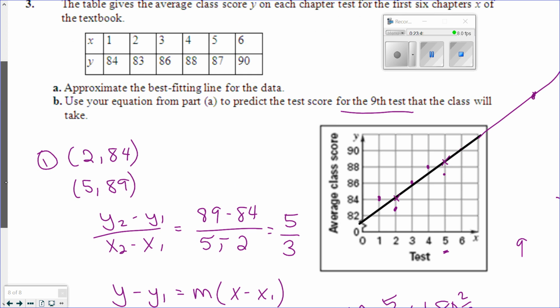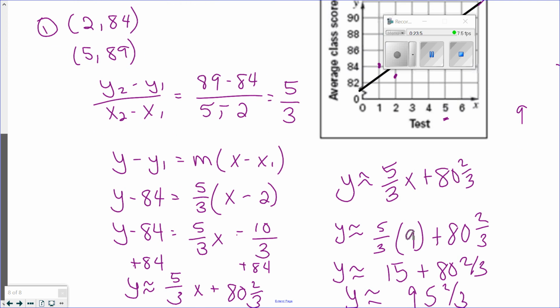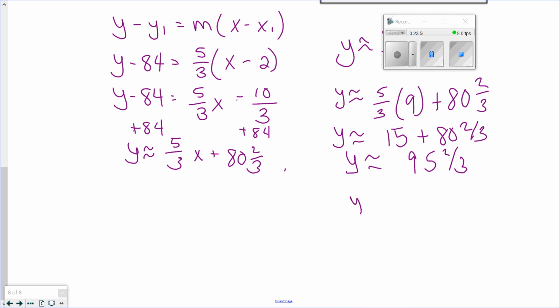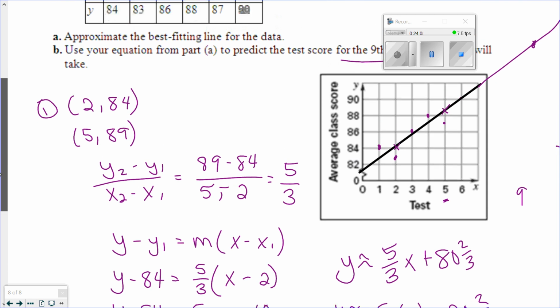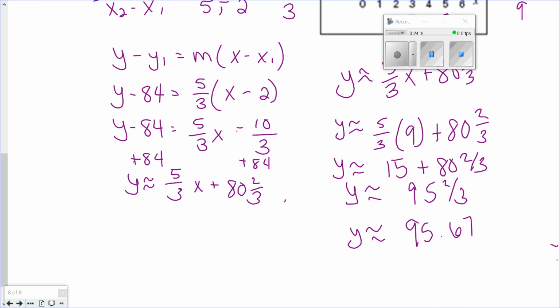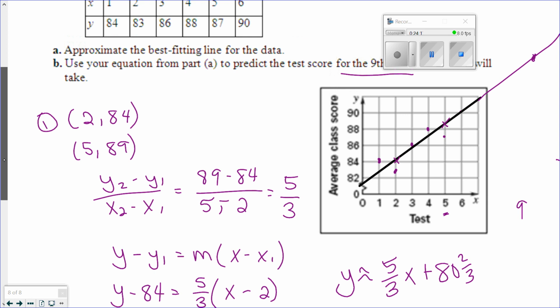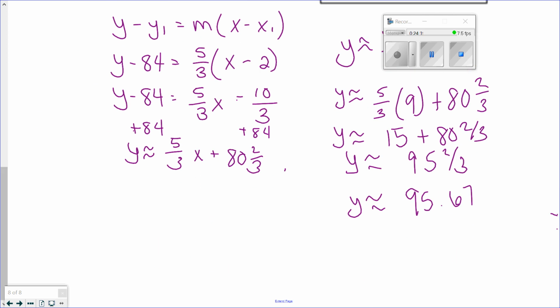So if I'm looking for my average class score, 95 and 2/3, average class score would be about a 95.67%. Or points out of 100, or points total. It doesn't necessarily say what unit they're measuring average class score in, but my average class score is going to be about 95.67.